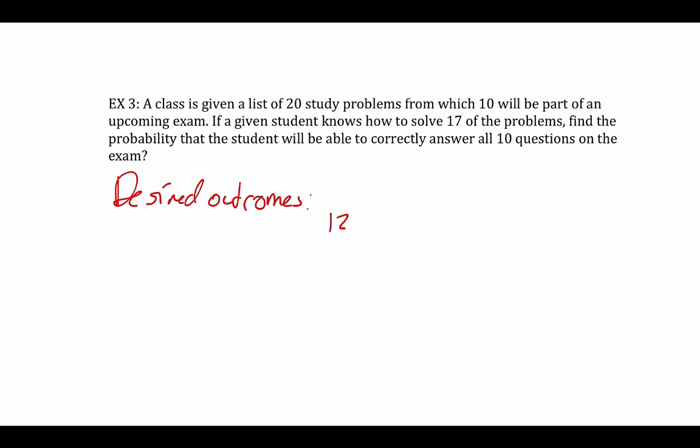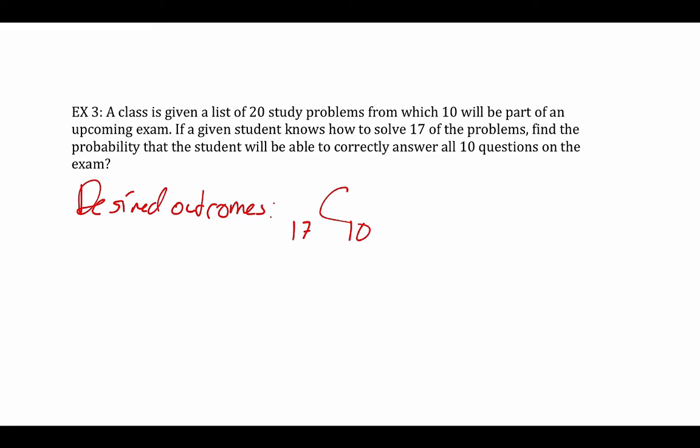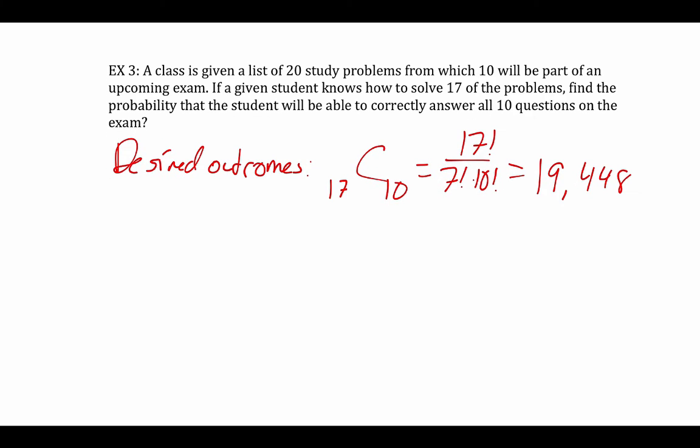Now, the student has 17 total questions they feel good about. And we're doing a combination because we don't care what order the questions come in. So we're hoping to get 10 out of the 17 that they know. So we're going to have 17 factorial over 7 factorial times 10 factorial. Let's just type that into a calculator. 17 factorial over 7 factorial times 10 factorial is 19,448.